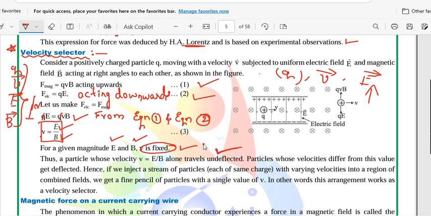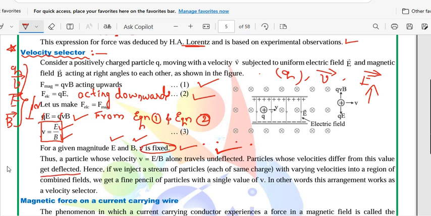Undeflected means they remain constant, they will not deflect, because for a given magnitude of electric field and magnetic field, velocity is fixed, so there is no deflection produced inside the material. So a particle whose velocity v is equal to E by B alone travels undeflected. They travel without deflecting. So particles whose velocity differ from this value get deflected.